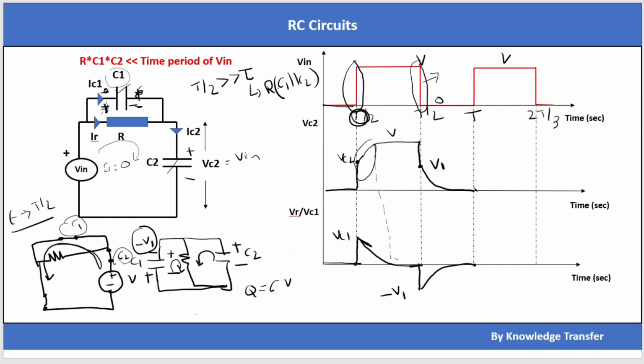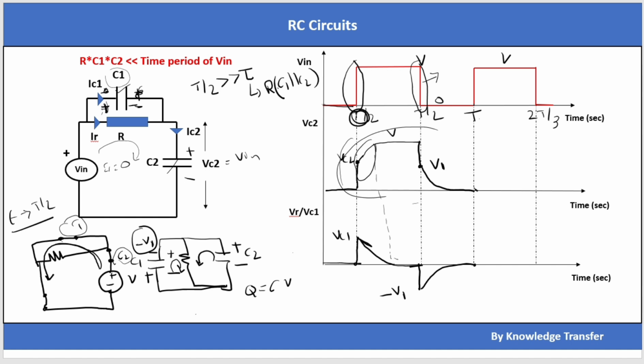Again this same sequence will repeat, and the same waveform will repeat from T to 2T by 3 time period also.